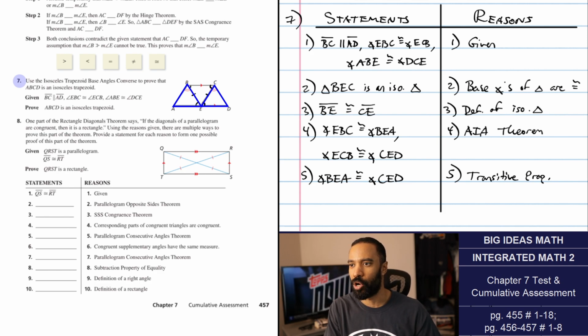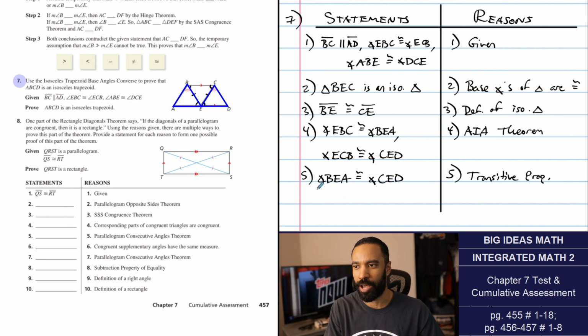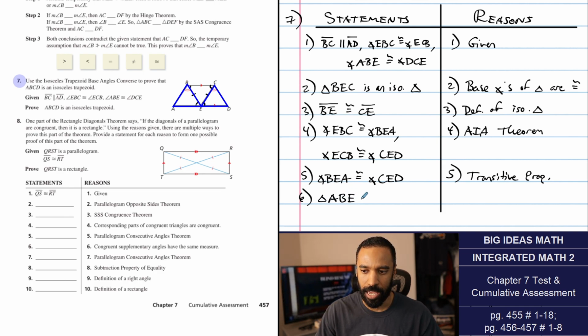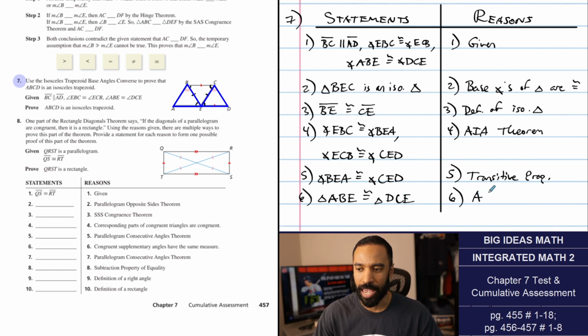Okay? So now make sure you get parts that correspond. These triangles kind of reflect with each other here. So I'll call one ABE. Triangle ABE is congruent to triangle DCE. Look where those are. This is the angle-side-angle congruence theorem. Two more steps.